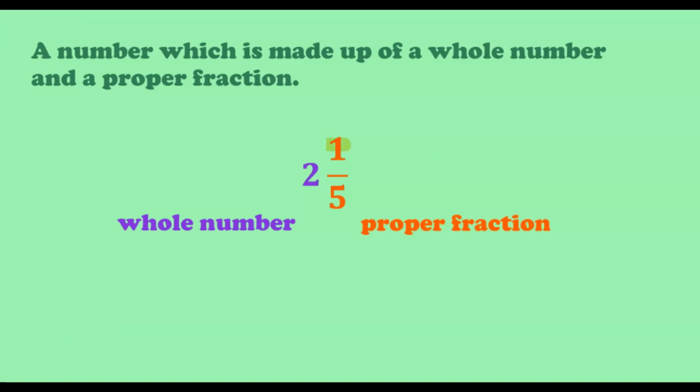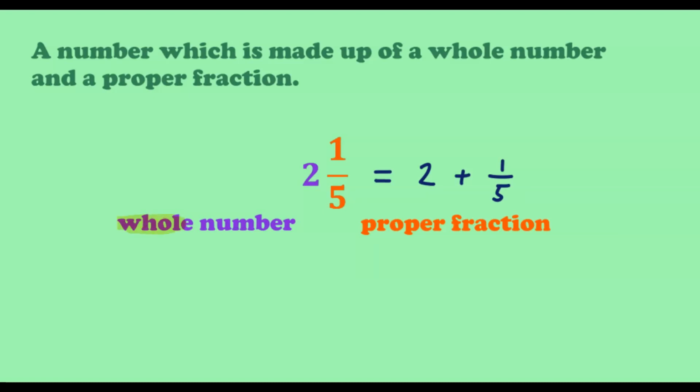This is because the numerator 1 is less than the denominator 5. So 2 1/5 is an example of a mixed number. Now, what exactly does 2 1/5 represent? This is simply equal to 2 plus 1/5. So if we combine 2 with the fraction 1/5, we have 2 1/5, which is a mixed number.